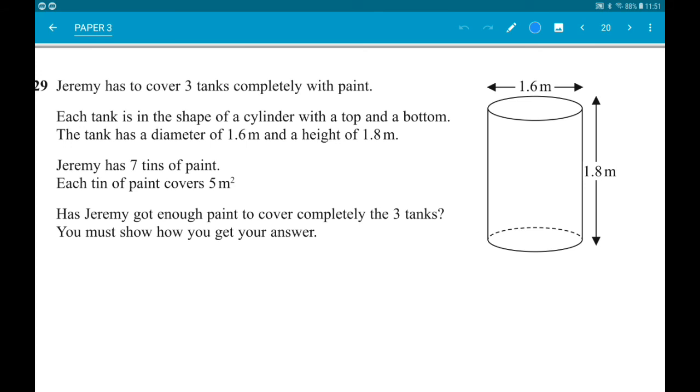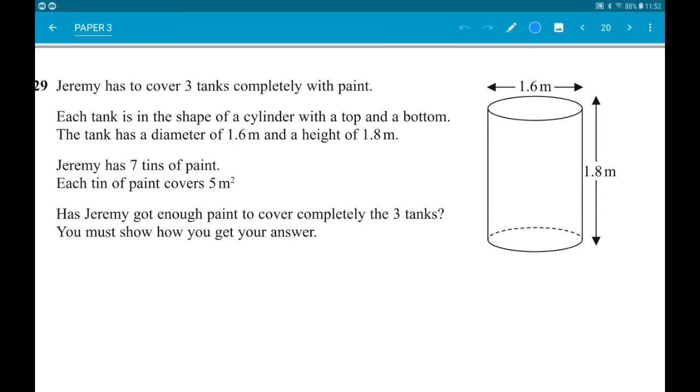Okay, number 29, Jeremy has to cover completely 3 tanks with paint. Each tank is in the shape of a cylinder with a top and a bottom. The tank has a diameter of 1.6 meters and a height of 1.8 meters. Jeremy has 7 tins of paint. Each tin of paint covers 5 meters squared. Has Jeremy got enough paint to cover completely 3 tanks?